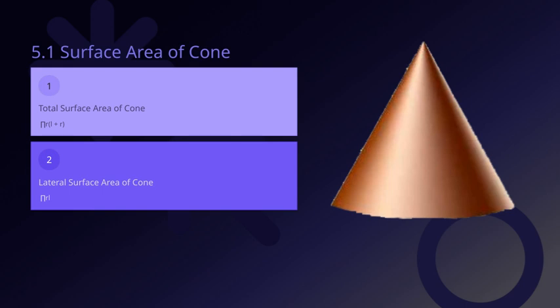Understanding these formulas is key because they help us find the surface area, which is important in real-world applications like packaging or manufacturing where material quantity matters. So, in summary, the lateral surface area focuses on just the sides, and the total surface area includes the base as well. Both formulas are crucial tools in calculating the amount of material needed to cover a cone-shaped object.